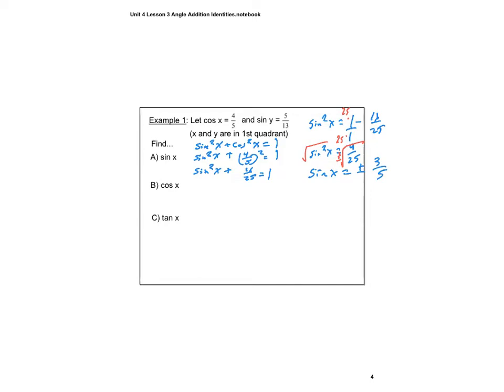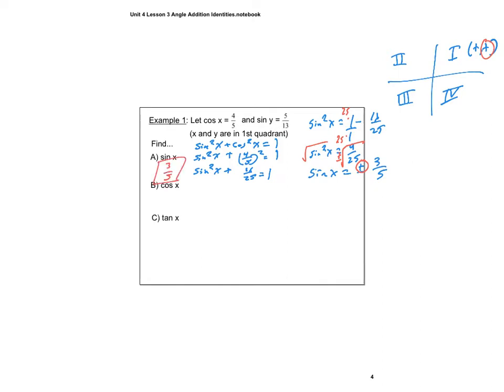All right, so it says that x and y are both in the first quadrant. So is sine positive in quadrant 1? So this is your quadrant 1, quadrant 2, quadrant 3, and quadrant 4. Over here, your ordered pair in quadrant 1 is positive and then positive. So in quadrant 1, your sine corresponds with your y value, and your y values in quadrant 1 are positive. So we need to pick the positive value. So we actually have the sine of x is equal to 3/5.